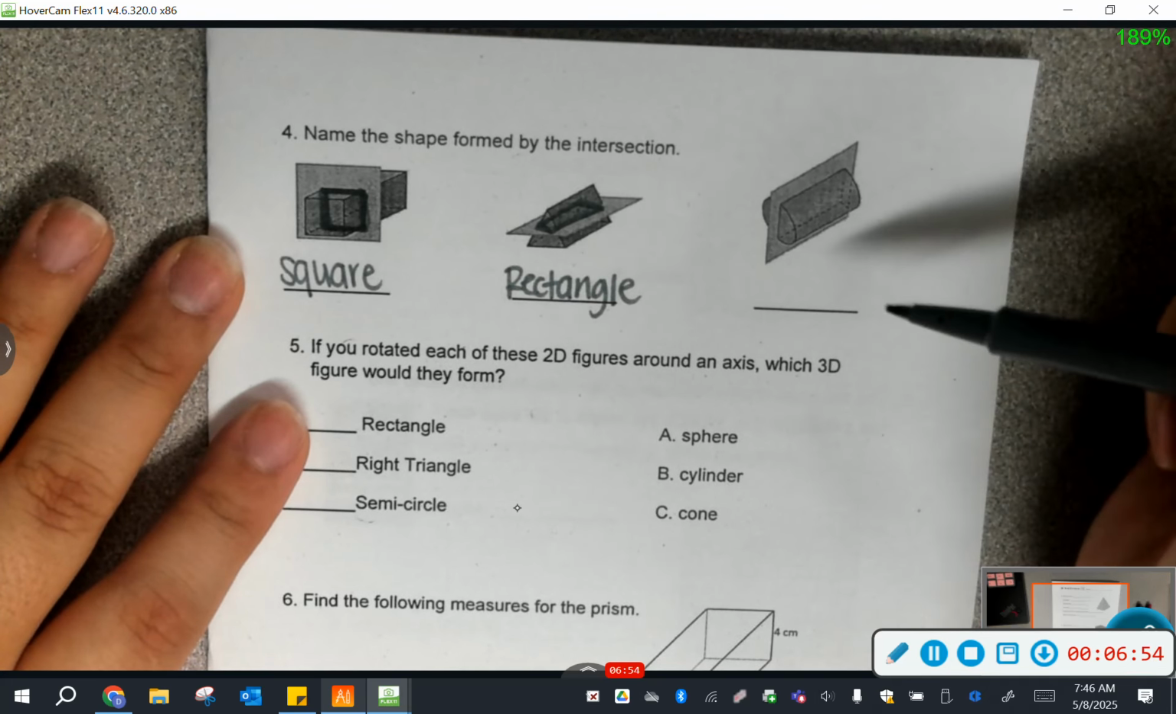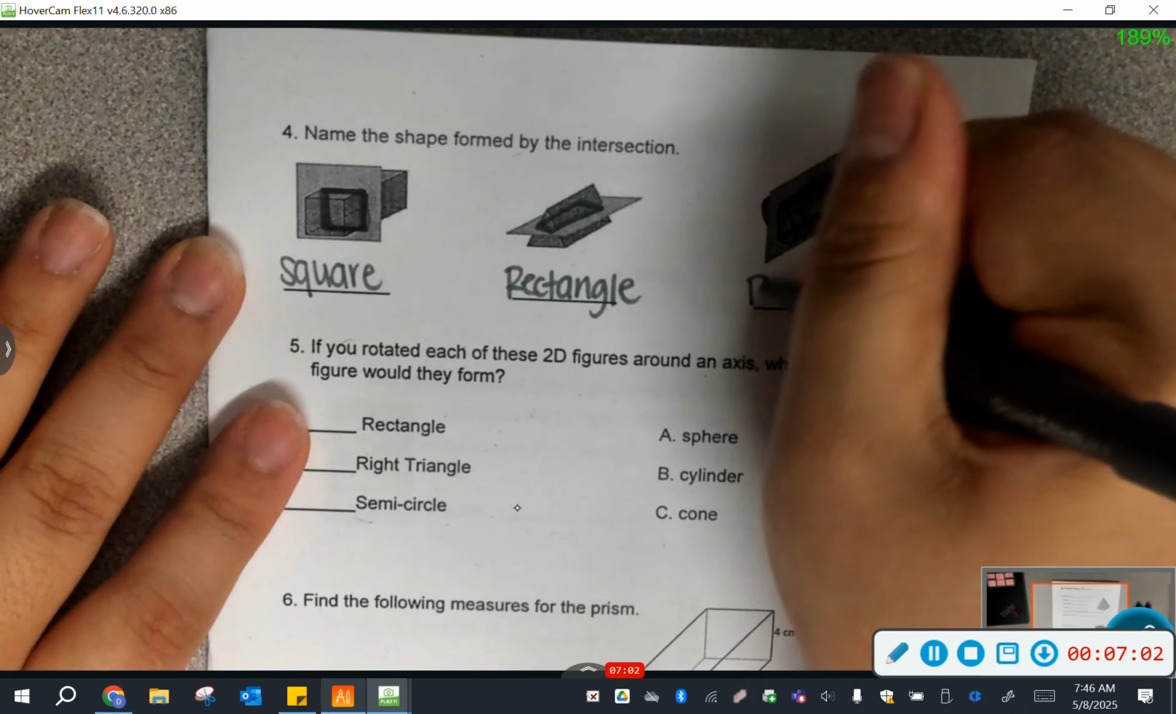All right. And last but not least, what about a cylinder? If you slice it right here, what are you going to see? A rectangle. They're all rectangles. That just is a coincidence.